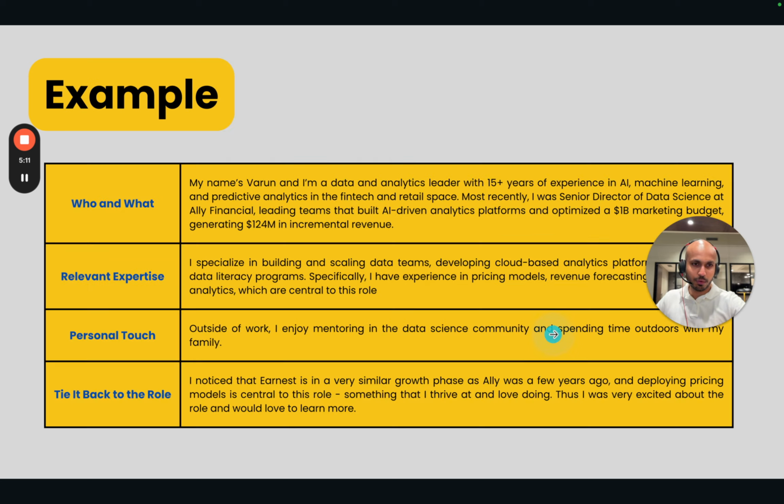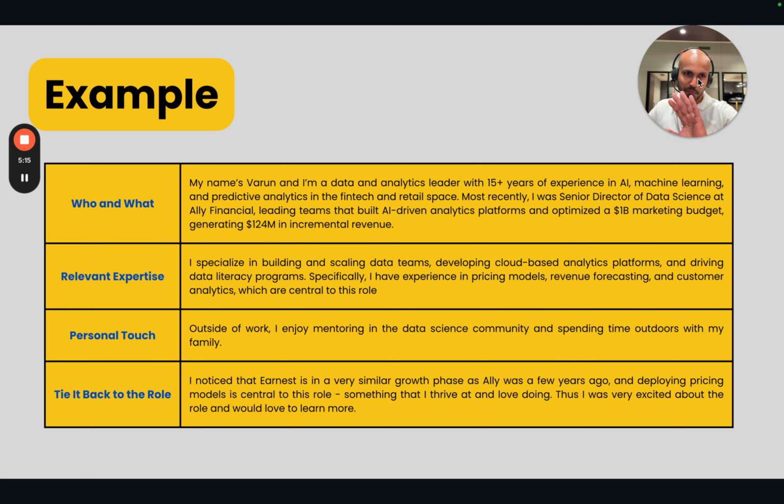So that's it. We're going to use the structure, and here's an example that I have. It takes very little time and it does the job, right? So we start with who and what. My name's Varun. I'm a data and analytics leader with 15 years of experience in AI, machine learning, and predictive analytics in the fintech and retail space.